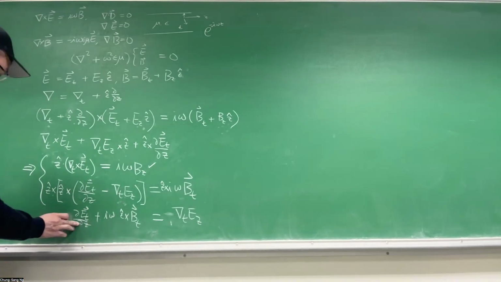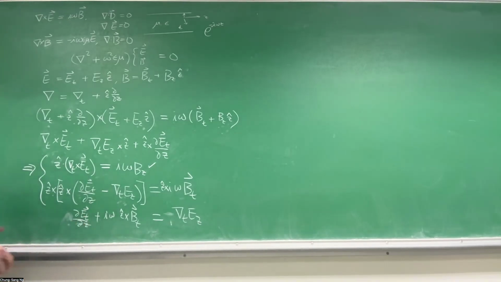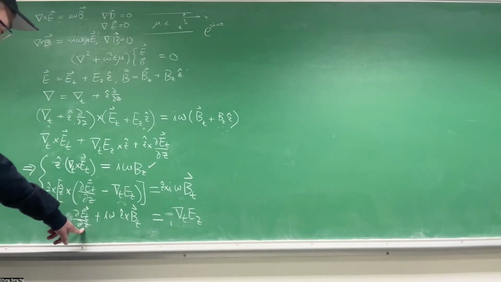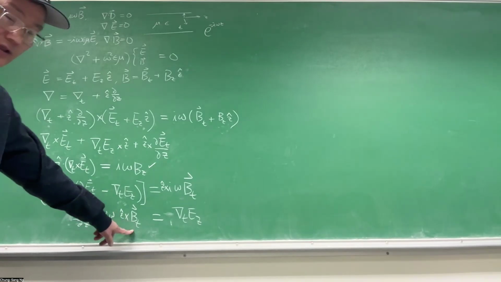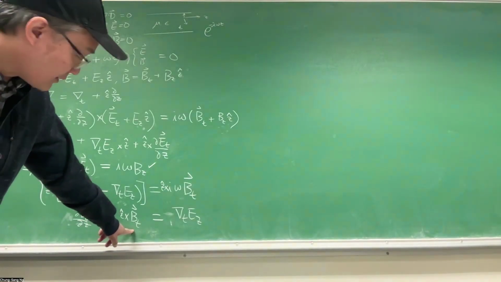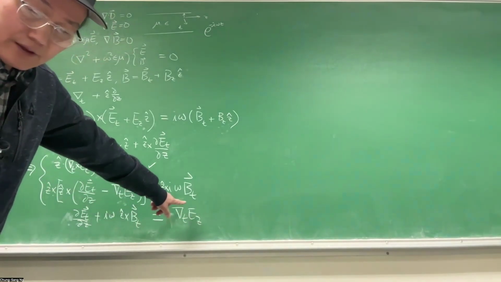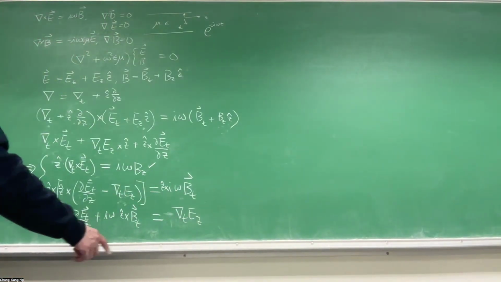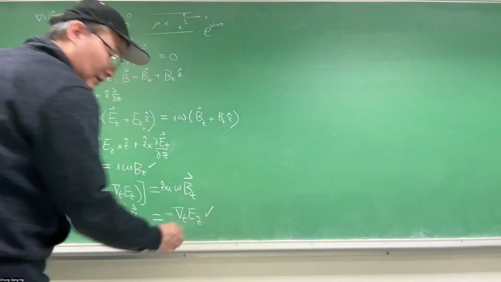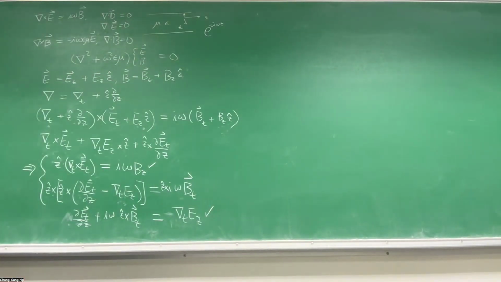So we finally get that: ∂E_t/∂z plus iω ẑ × B_t equals grad_t E_z. So that's the first equation of the waveguide theory. Okay, so not too difficult.